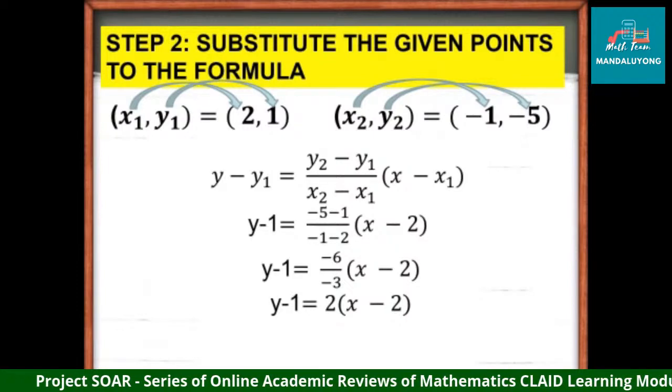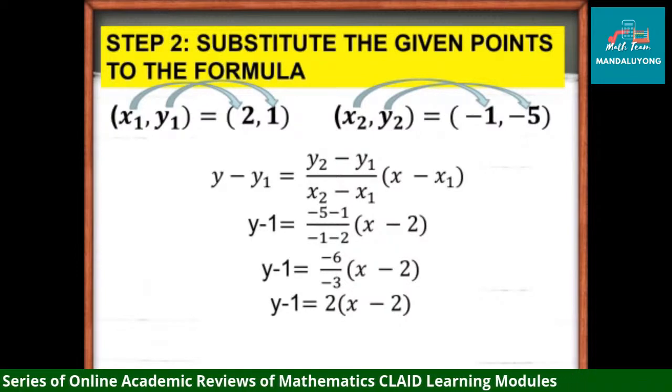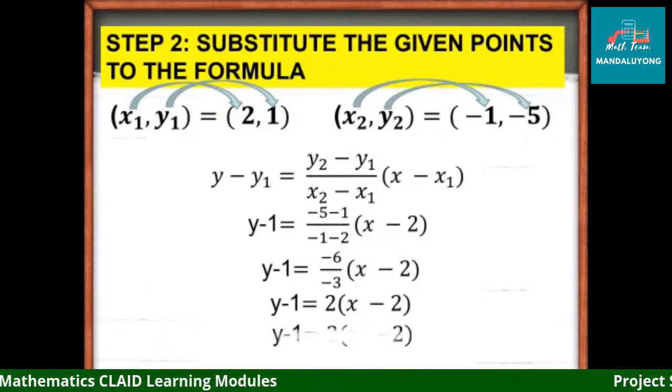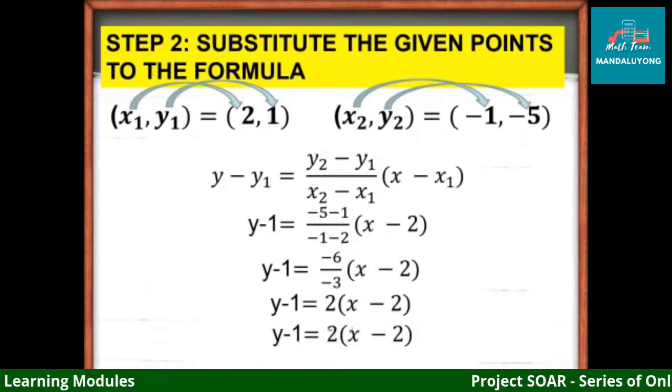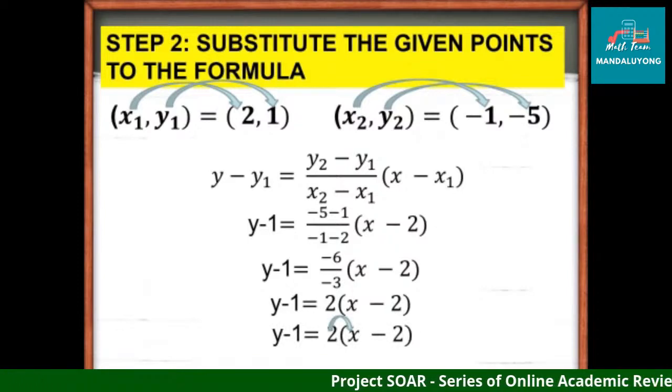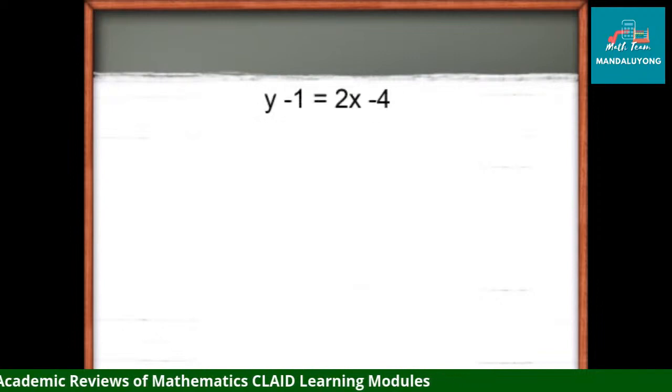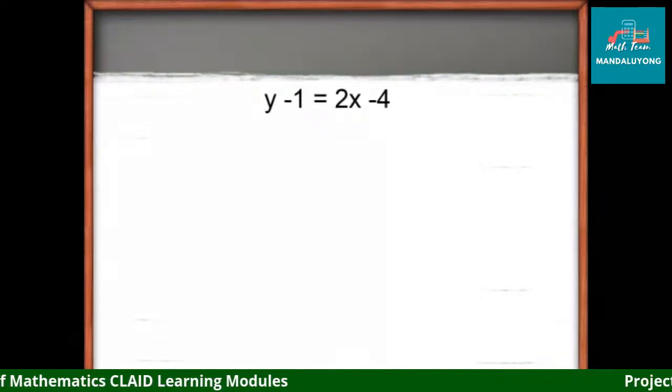Since on the right side of the equation there is a parenthesis, we need to remove it by distributing 2 inside the parenthesis. So 2 times x and then 2 times negative 2. And the result is y minus 1 equals 2x minus 4.